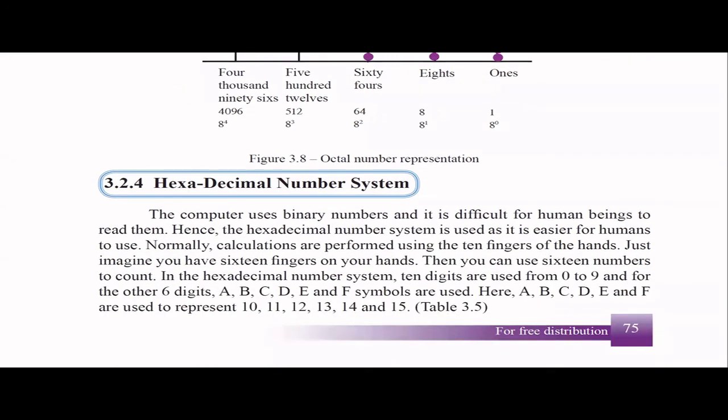Okay, then comes hexadecimal numbers. As the computer uses binary numbers, it's a bit difficult for humans to read. So we have this hexadecimal number system, because then it's easier for humans to do the calculations. Here there are 16 digits. We know from the 10 digits we can use 0 to 9, so like the decimal number system, these numbers will be there in hexadecimal also, but we need another 6 more. To represent the other 6 digits, we use the symbols A, B, C, D, E, F.